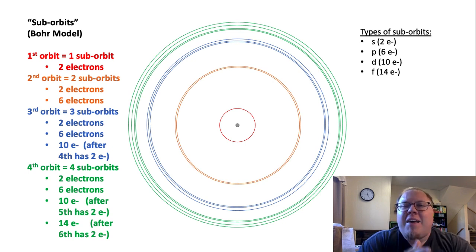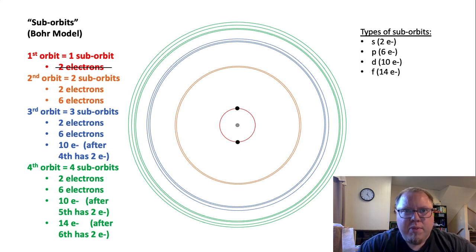So if we pretend that these are circles, like in the Bohr model, they're not, but if we pretend that these are circles, electrons, as they fill into the atom, will attempt to fill in close to the nucleus first. Okay, so if you have an atom with 1 or 2 electrons, those 1 or 2 electrons will always go into the first orbit, and they will be in the first suborbit first. Okay, so you will get 2 electrons in that first suborbit.